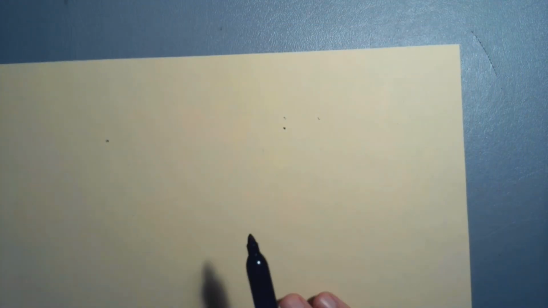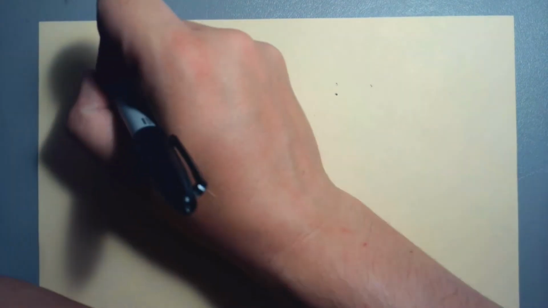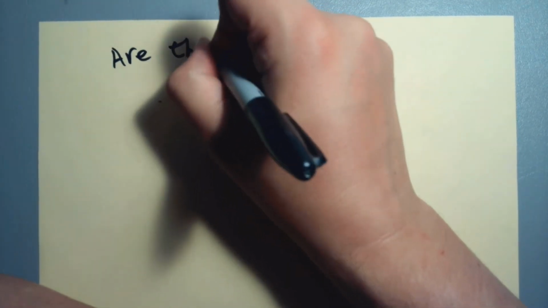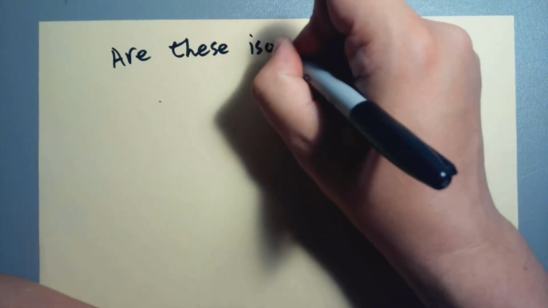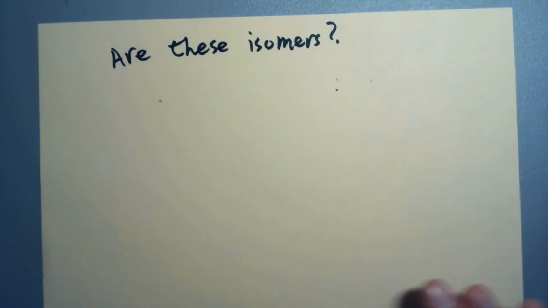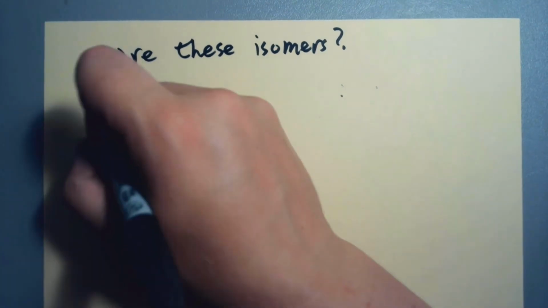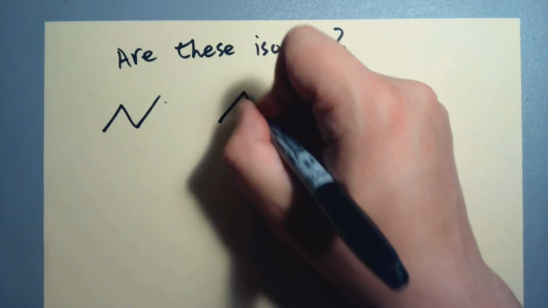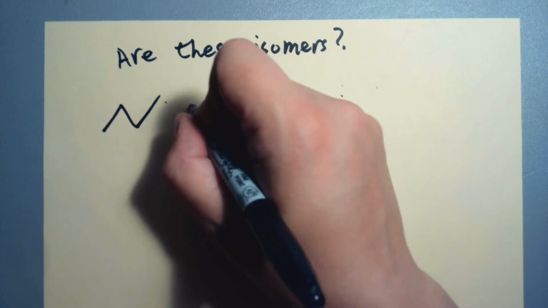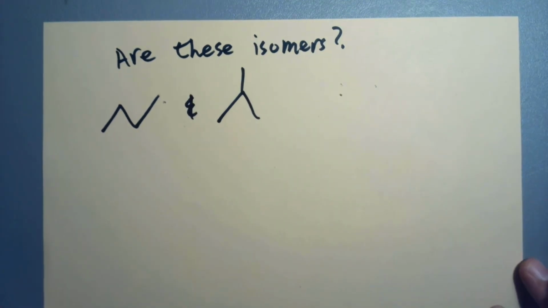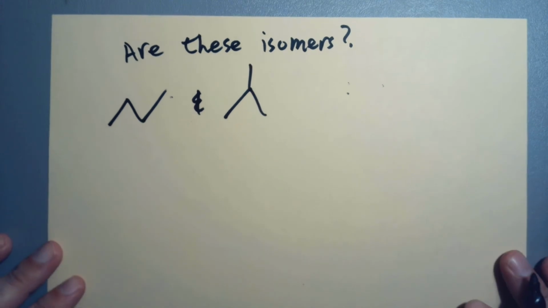All right. So how do you know if something is an isomer? Well, we're going to play America's favorite game show. Are these isomers? All right, come on down, your next contestant. We've got something like this and something like that. Are these isomers? What do we do?